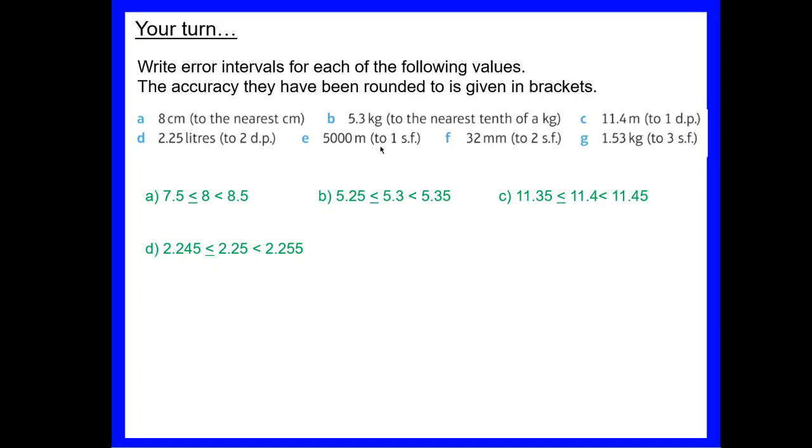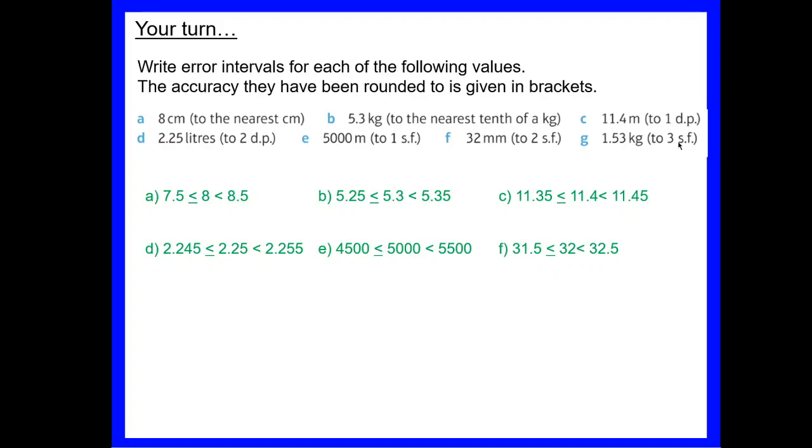Our 5,000 metres to 1 significant figure, so it has been rounded to this first digit, which is in the thousands column. So half of 1,000 is 500. So if we take off 500, we get 4,500, less than or equal to 5,000. Add on 500, we get less than 5,500. F has been rounded to 2 significant figures, so 1, 2, so that's the units column. So half of 1 unit is 0.5. So we end up with 31.5 is less than or equal to 32, which is less than 32.5.